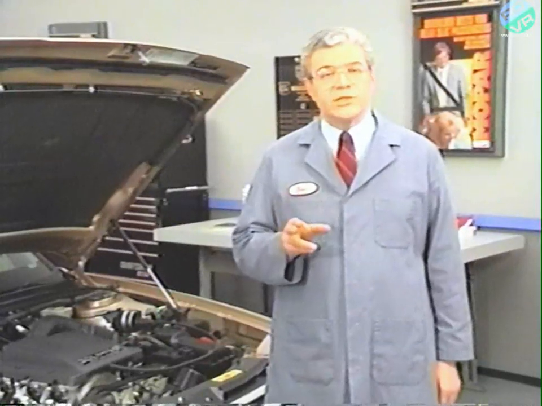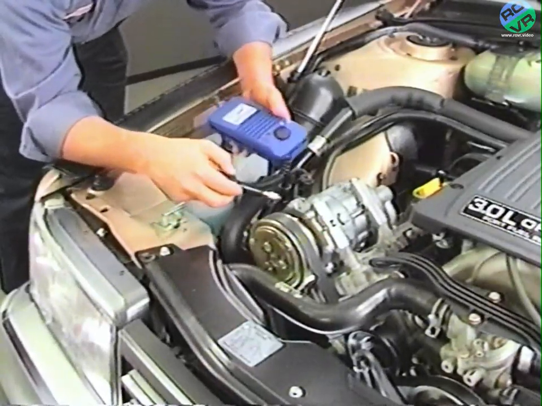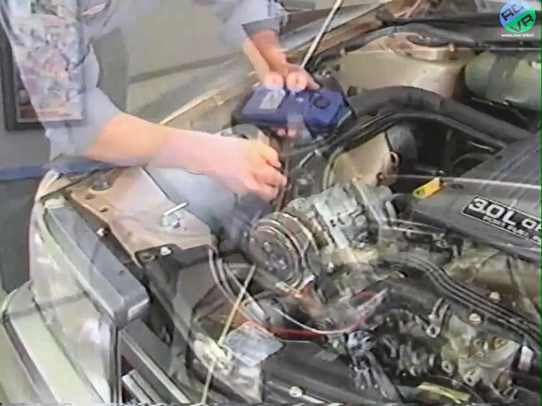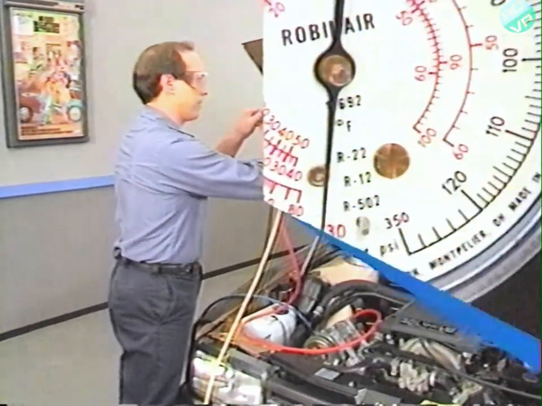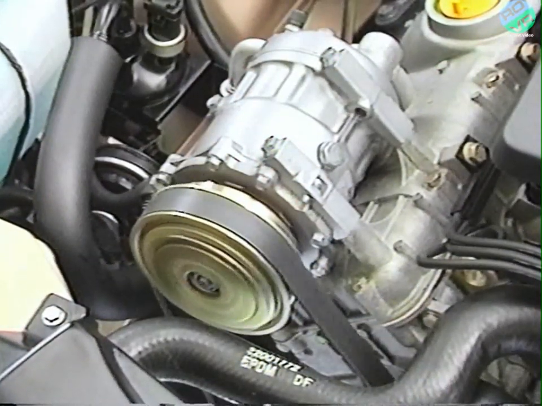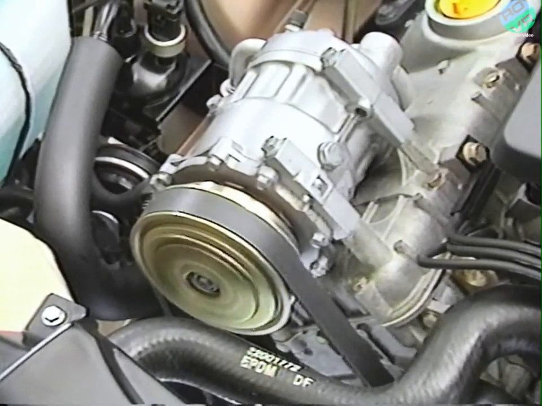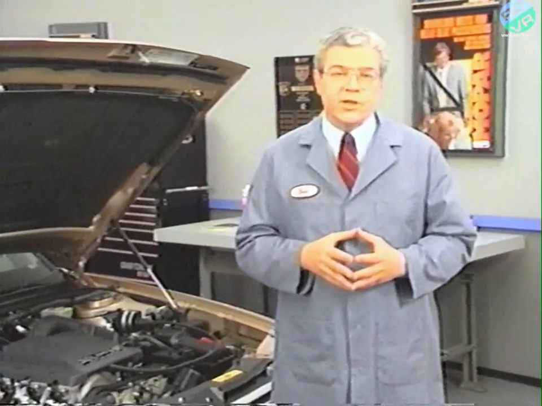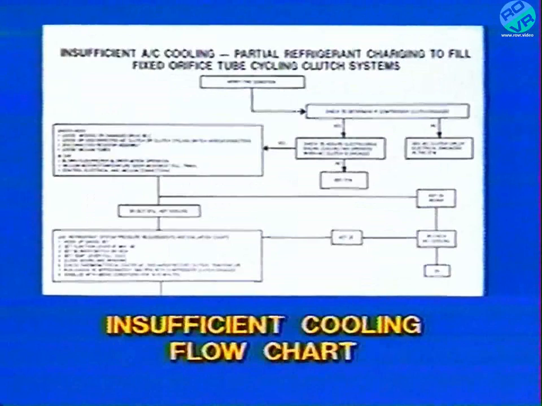Now, there are several ways to leak test a system. One involves bringing the system back up to charge and using an electronic leak detector. One way to check a repair involves discharging and evacuating the system, and then checking the gauge to see whether the system will hold a vacuum. Now, besides low refrigerant, the clutch cycling rate and clutch on and off times can help you diagnose other conditions. Refer to the clutch cycle time evaluation chart in the heating and air conditioning section of the service manual. And for a detailed procedure for troubleshooting insufficient cooling, see the flow chart in the same section.